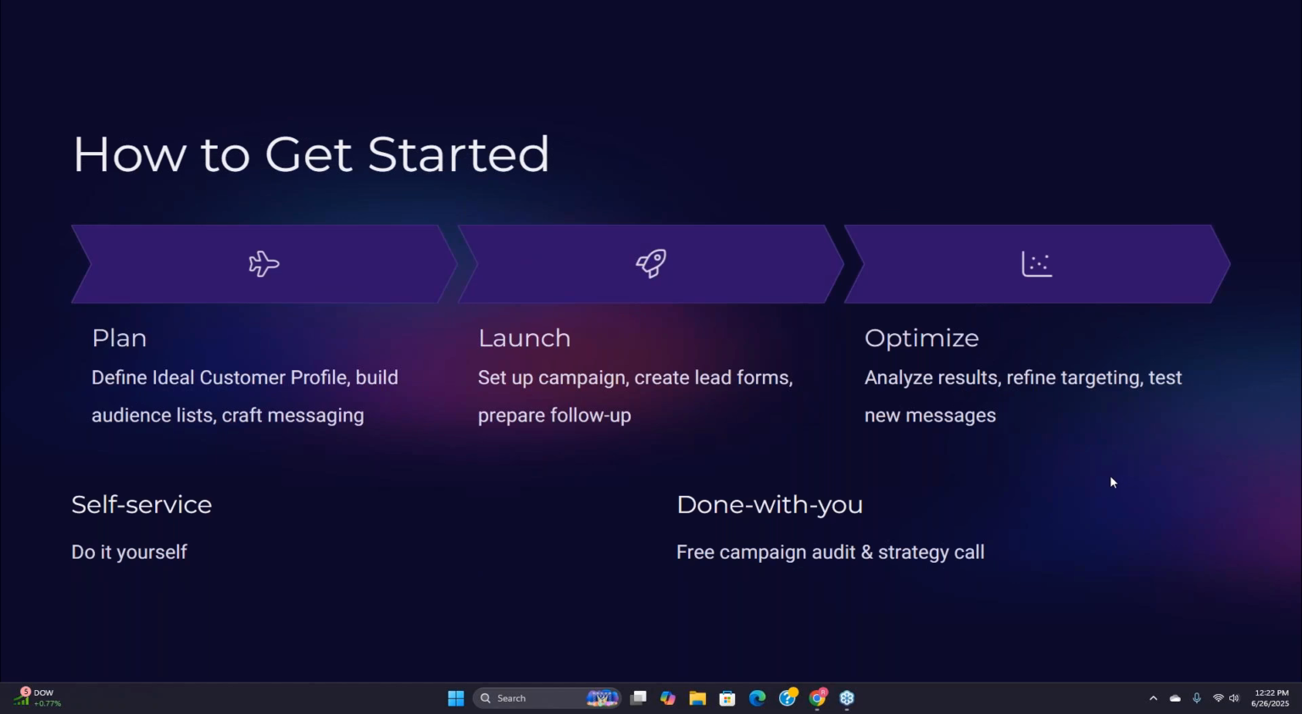So how to get started? Again, plan, define your ideal customer profile, build audience lists, craft messaging. So you may have an audience list already. If you do, that's an excellent place to start. Whether this is a list that you procured, whether this is your own list, whether it's an email list. The one thing I will caveat here is the audience has to be big enough.